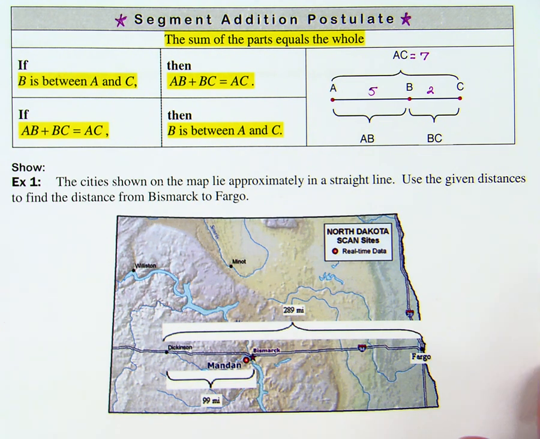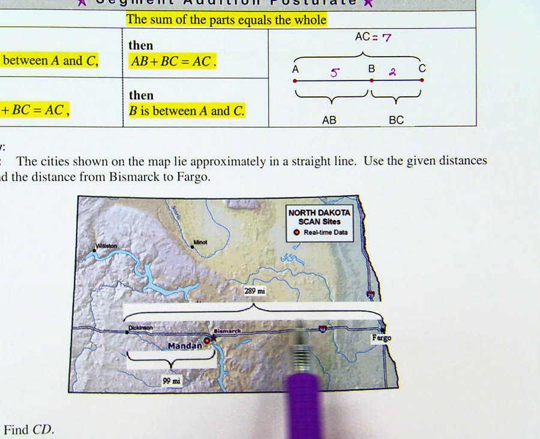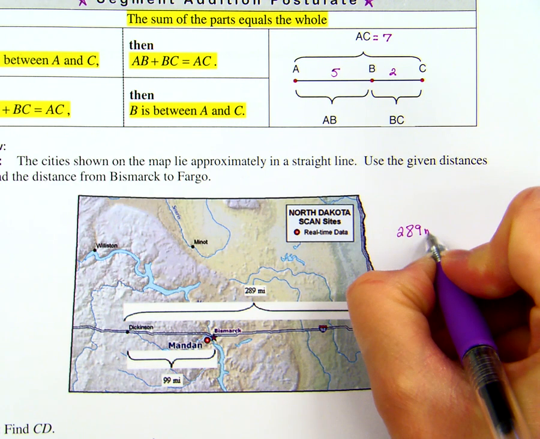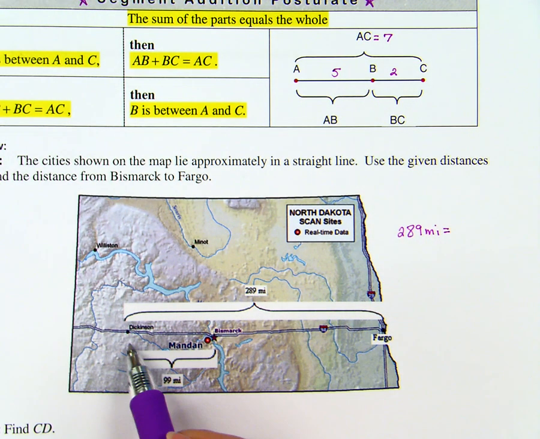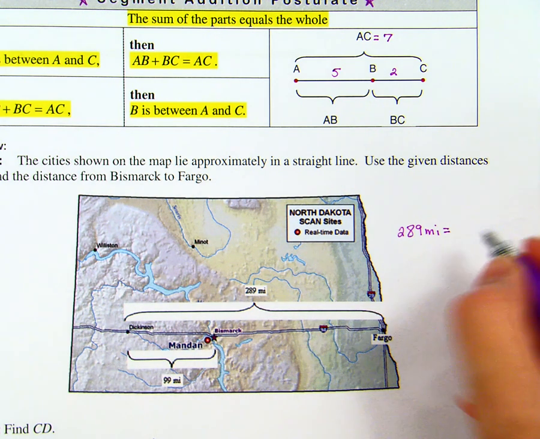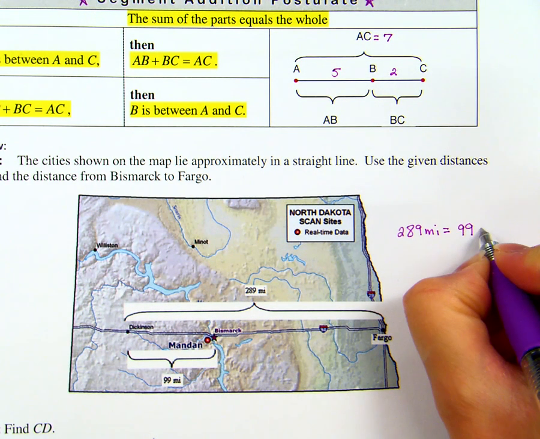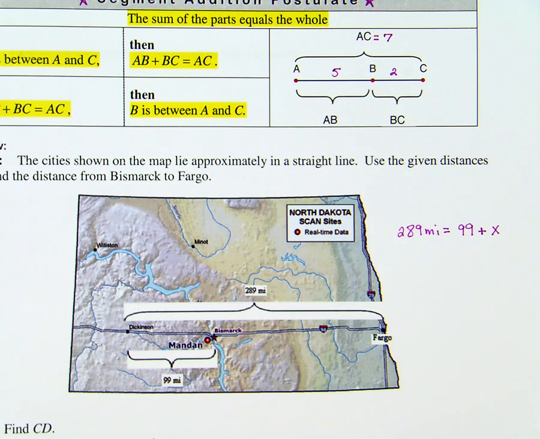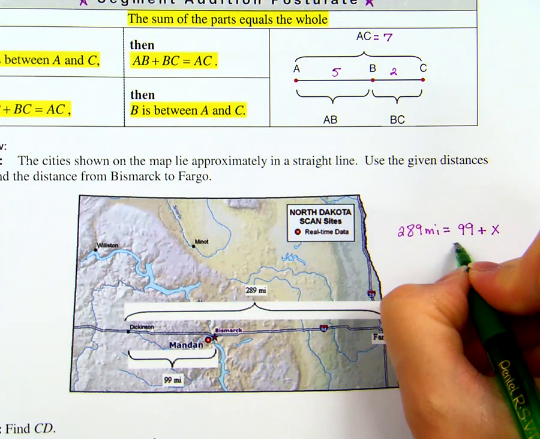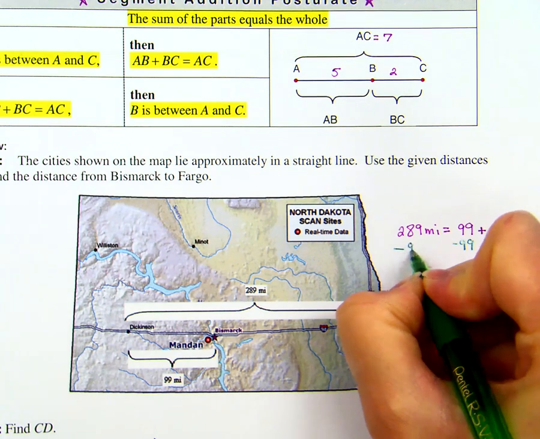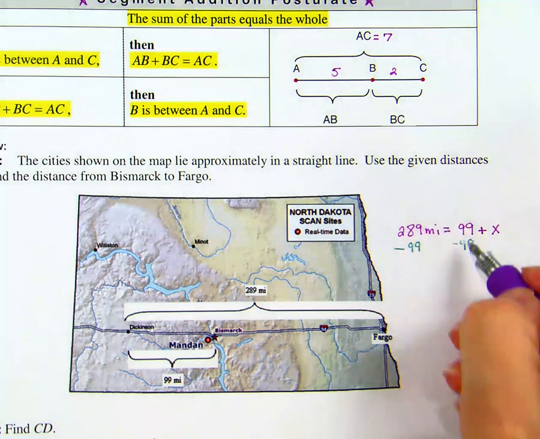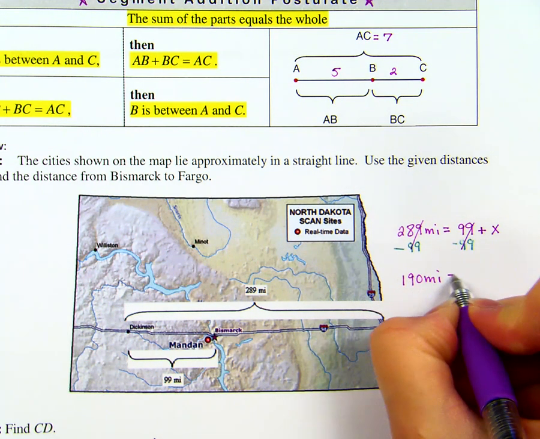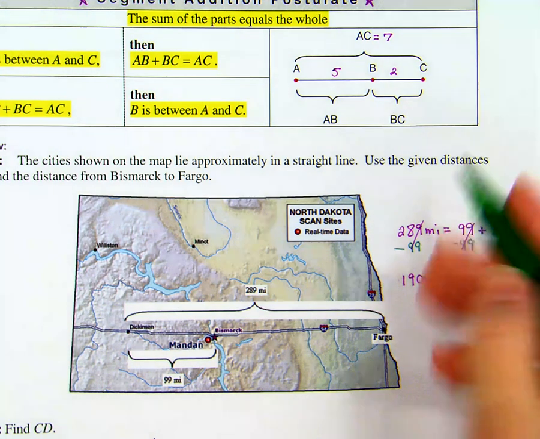Segment addition postulate says the sum of the parts equals the whole. If the whole length between Dickinson and Fargo is 289 miles, and we know this partial length between Dickinson and Bismarck is 99 miles, the remaining length between Bismarck and Fargo is unknown, but can be found simply by subtracting the 99 from the 289. This tells us that there must be 190 miles between Bismarck and Fargo.